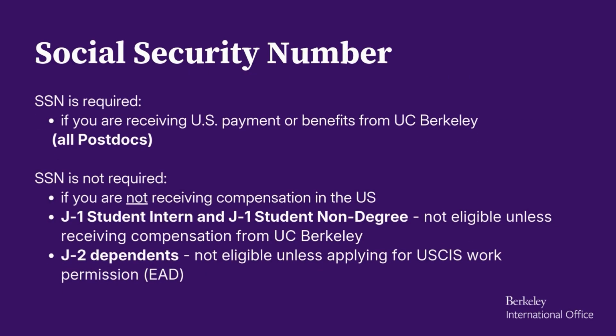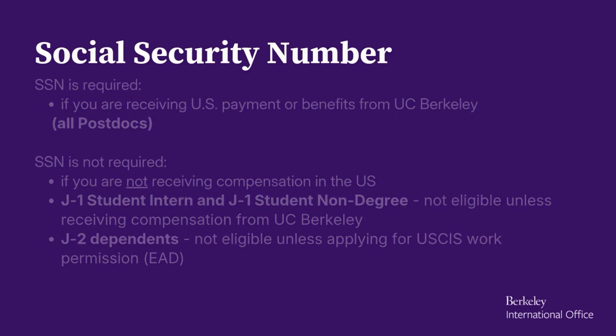A Social Security number is required if you are receiving U.S. payments or benefits from UC Berkeley. A Social Security number is not required if you are not receiving compensation in the U.S. J1 exchange visitors in the student intern and student non-degree categories are not eligible unless receiving compensation from a U.S. source. J2 dependents are not eligible unless applying for USCIS work permission.